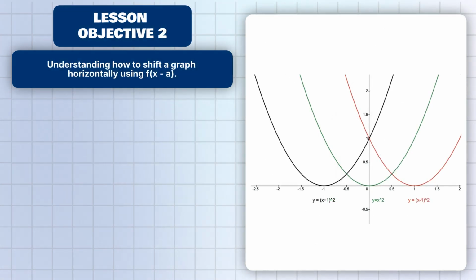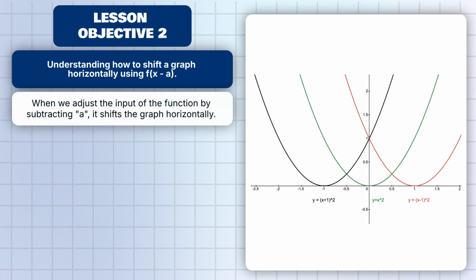Next, we learn how to move a graph left or right. When we adjust the input of the function by subtracting a, it shifts the graph horizontally. Consider y = x squared. Compare y = x squared with y = (x + 1) squared. This graph moves to the left by 1 unit. Alternatively, y = (x - 1) squared would move 1 unit to the right.